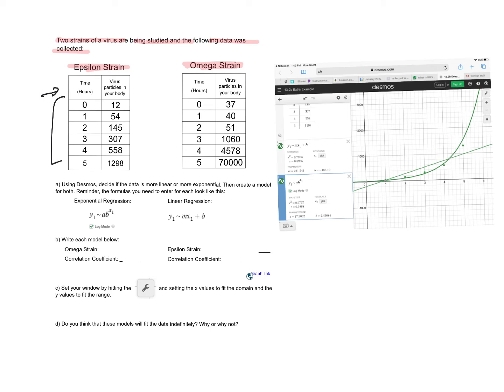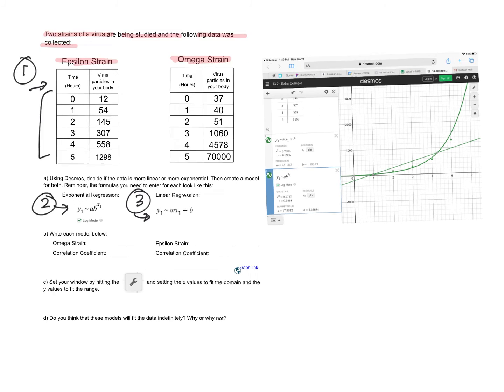Then we're going to try to see, is it going to fit better with an exponential regression or a linear regression? Which one is going to be better? So this is going to be your line 1 in Desmos, and in line 2, you're going to type in the exponential regression equation. In line 3, you'll type in the linear regression equation. Then you're going to see, once you graph it, which one fits it better.